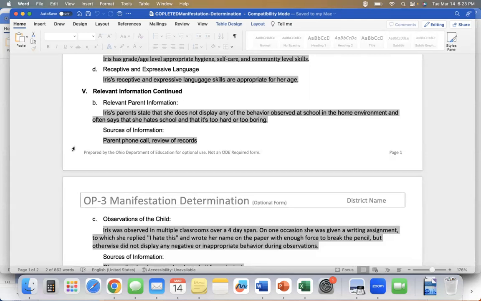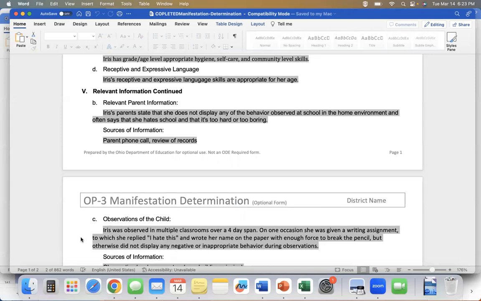And then in this case, Iris was observed in multiple classrooms over a 4-day span. On one occasion, she was given a writing assignment to which she replied, "I hate this," and wrote her name on the paper with enough force to break the pencil, but otherwise did not display any negative or inappropriate behavior during observations.